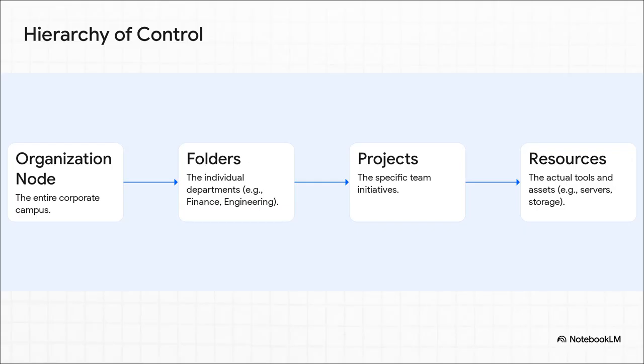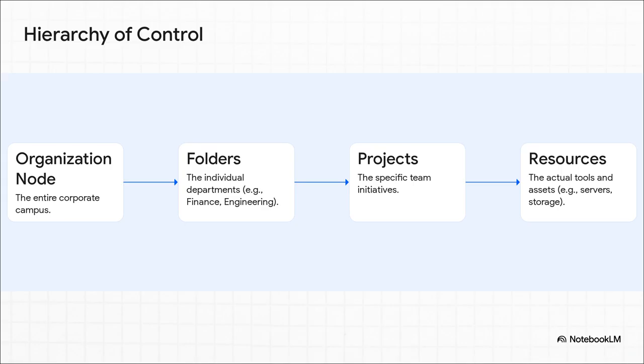Okay, so this hierarchy is actually really simple, but incredibly powerful. At the very top, you have the organization node. That's the whole company, the entire campus. Then you use folders to group things by department, let's say finance or engineering. Inside those folders are projects for all the different team initiatives. And finally, you have the resources, the actual servers, the storage, the tools people use.